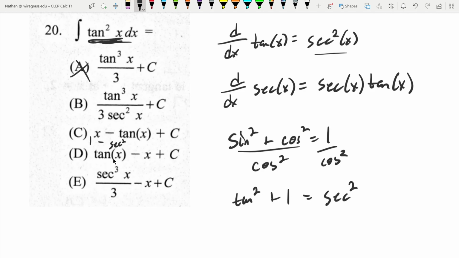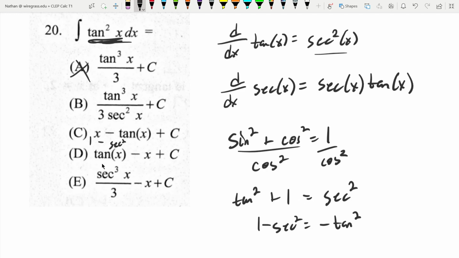And here I have 1 minus secant, so all I really need to do is subtract secant, subtract tangent, and I get 1 minus secant squared equals negative tangent squared. And that's almost what I want here. I have negative, but I don't want that negative.